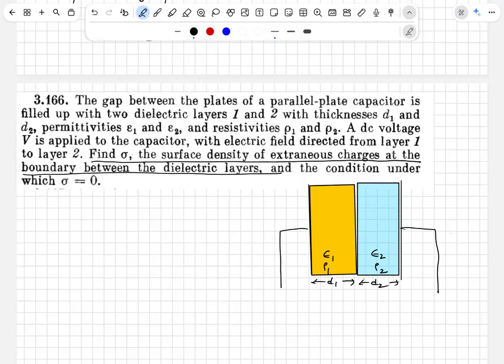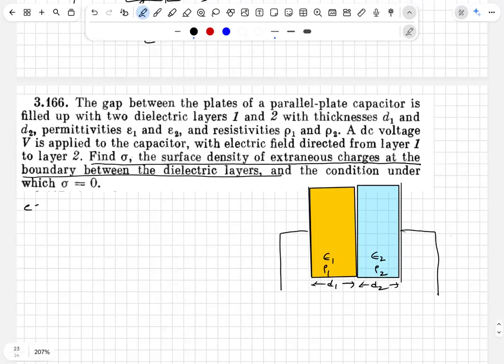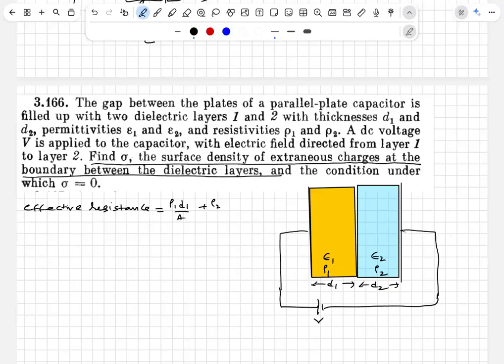What is the effective resistance of the system? First of all, you have applied a DC voltage V. Effective resistance is rho 1 D1 by A plus rho 2 D2 by A. I don't think you have given conductivities. They have given resistivities only. Right. Good question. What is current? Current I is equal to potential difference by resistance. So I equals V by rho 1 D1 by A plus rho 2 D2 by A.